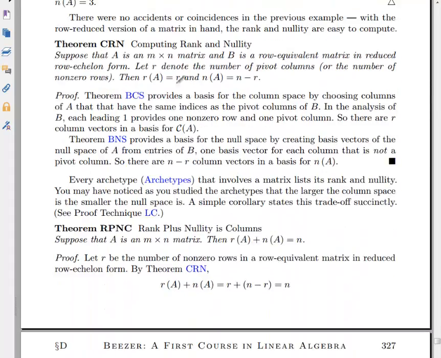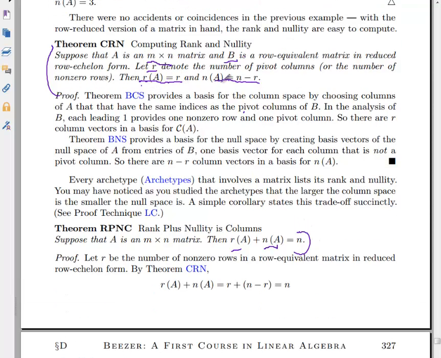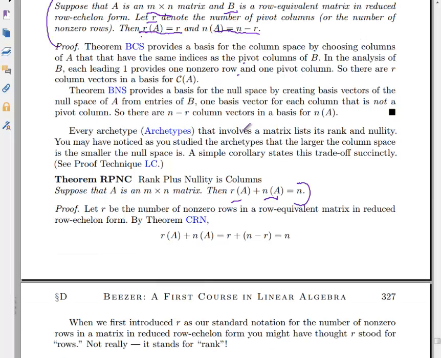In fact, this is always going to be true, and it follows immediately from what we've shown before. No matter what m by n matrix you have, and you row reduce it to B, let r be the number of pivot columns. Then the number of pivot columns is the rank, and the number of non-pivot columns is the dimension of the null space. So from this we immediately get that the rank plus the nullity is equal to the number of columns. If the rank is r and the nullity is n minus r, when you add them together you get n, which is the number of columns of the matrix.